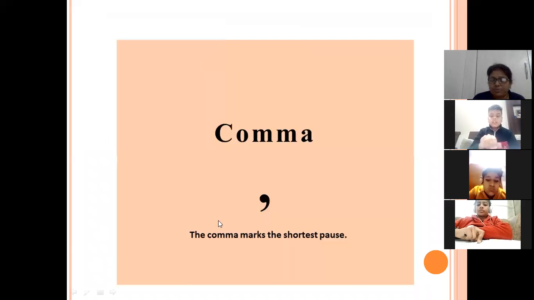Next is comma. Comma marks the shortest pause. When you want to give a pause, a very short stop.